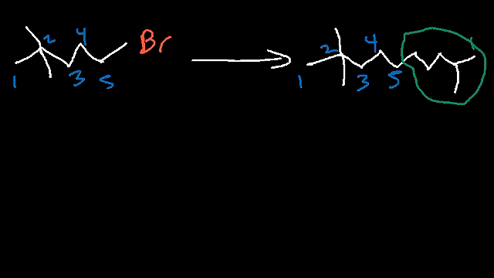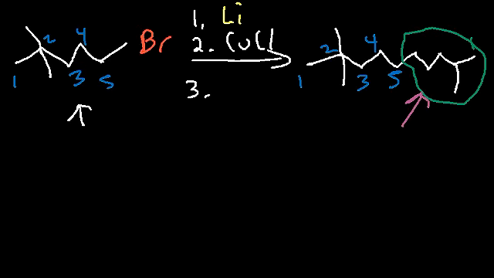So step 1, I'm going to convert this alkyl halide into an organolithium reagent. So step 1, I'm going to add lithium, and then I'm going to convert it into a Gilman reagent. So I'm going to add a copper chloride. And then in step 3, once I have my Gilman reagent, I'm going to add the other alkyl halide that I need, which is basically this one. So I need an alkyl halide that has a bromine on this carbon. So I'm going to draw it backwards.